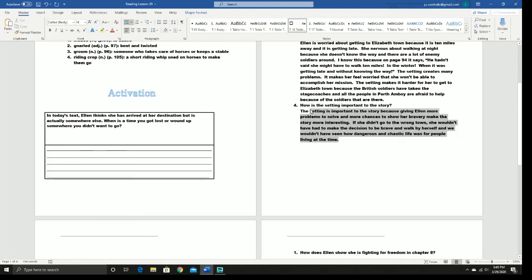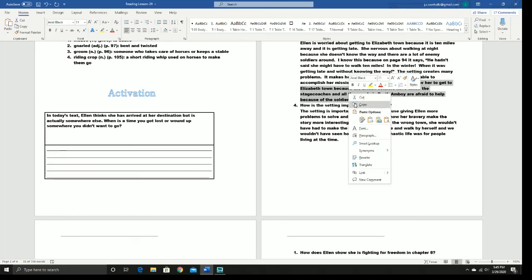Right here, correct? And also here. The setting makes it harder for her to get to Elizabethtown because British soldiers have taken the stagecoaches and all the people in Brooklyn are afraid to help because of all the soldiers that are there.